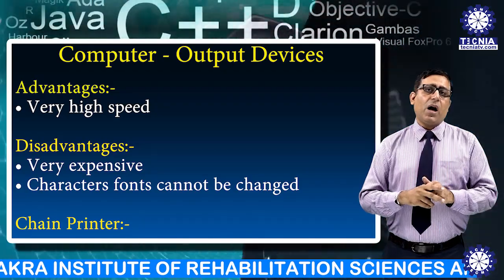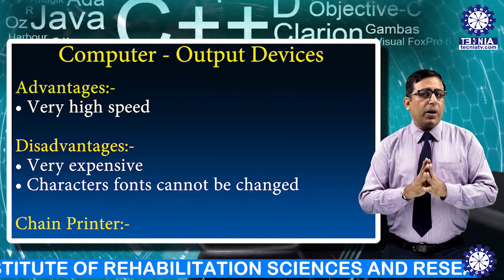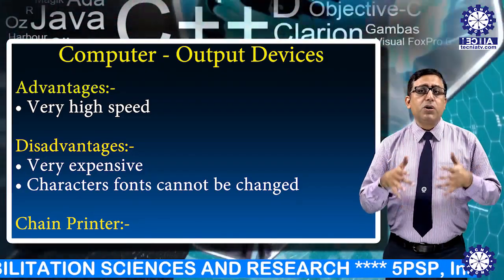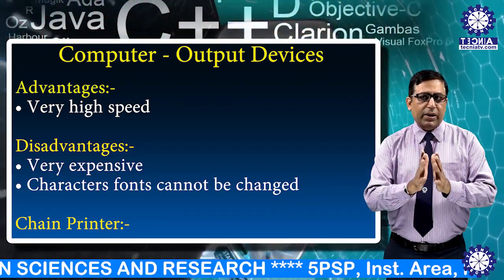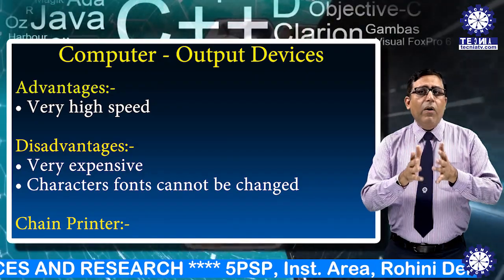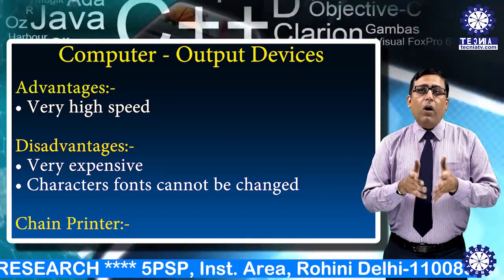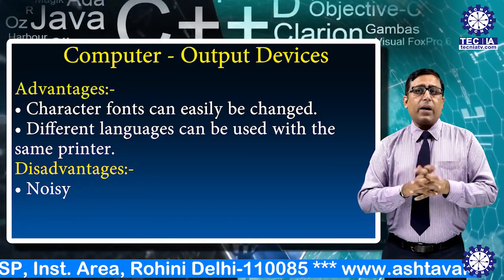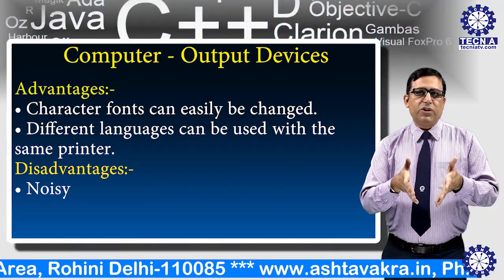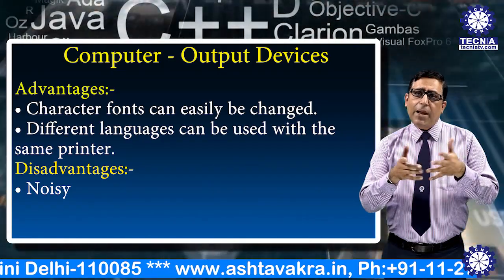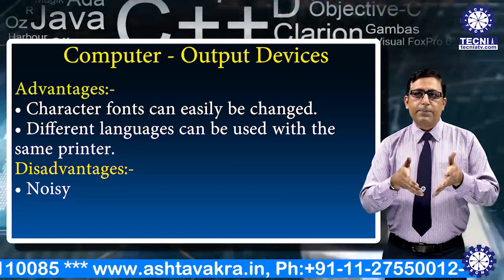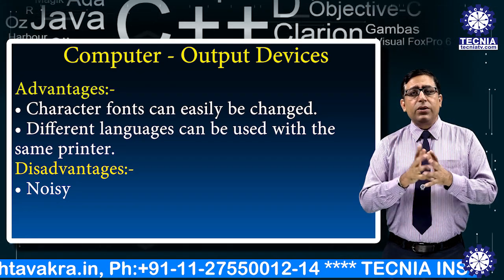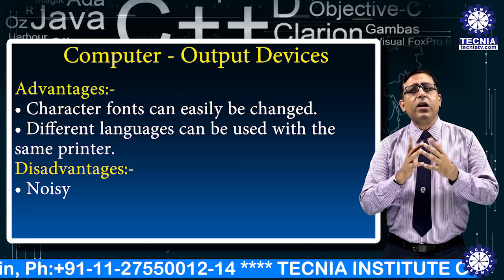Now we are discussing the chain printers. In this printer, a chain of character sets is used. Hence, it is called a chain printer. A standard character set may have 48, 64 or 96 characters. What are the advantages of this kind of printers? Characters' fonts can easily be changed. Different languages can be used with the same printers. Disadvantages: what are the disadvantages of this kind of printers? These kinds of printers are very noisy.